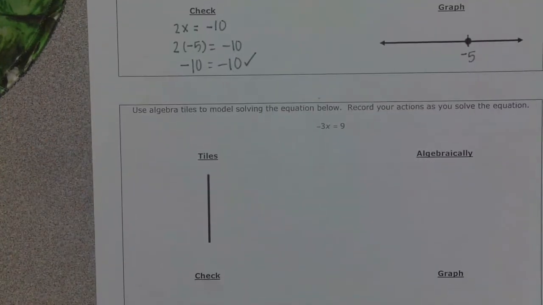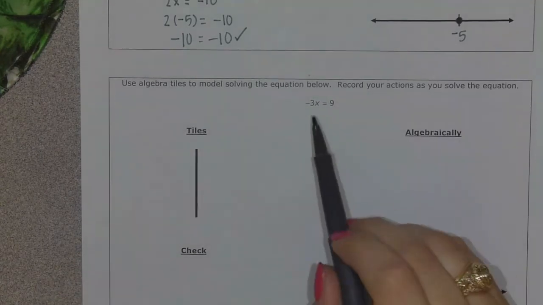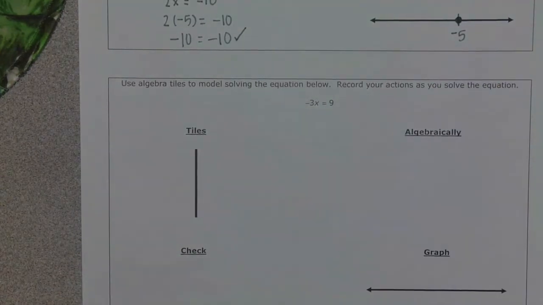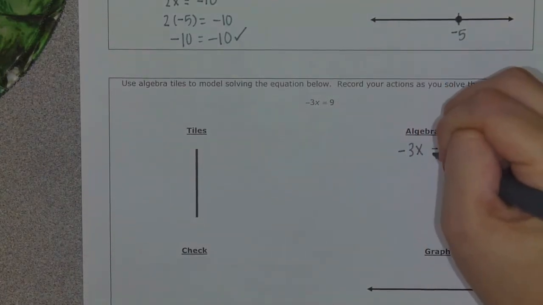All right, let's try another one. Our next one says, they just gave us the equation on this one. They went right to it. So negative 3x equals 9. So let's start with this algebraically. So negative 3x is equal to 9.